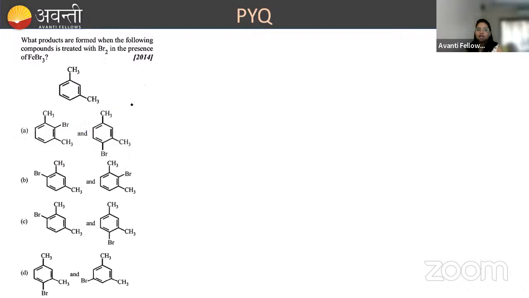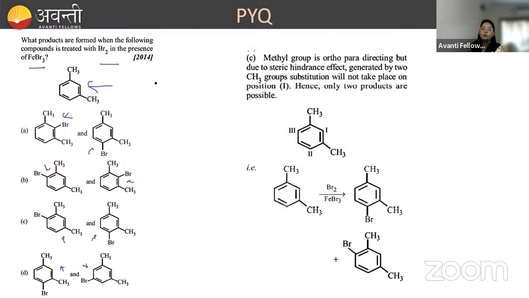ओके, नेक्स्ट, what product are formed when the following compounds is treated with Br2 in presence of FeBr3? तो ये जो हमारा कंपाउंड है, इसकी रिएक्शन अगर मैं Br2 के साथ करती हूँ तो मुझे किस टाइप का प्रोडक्ट मिलेगा? ठीक है, यहाँ पे है ऑर्थो, यहाँ पे है पैरा, यहाँ पे है ऑर्थो, यहाँ पे है ऑर्थो. ठीक है, यहाँ पे है ऑर्थो, यहाँ पे है पैरा, यहाँ पे है पैरा एंड यहाँ पे है मेटा. तो कौन से प्रकार के प्रोडक्ट हम लोगों को मिलेंगे अगर 2 मिथिल ग्रुप वहां पे प्रेजेंट है? तो सी रिएक्शन मिथिल ग्रुप आर व्हाट? ऑर्थो पैरा डायरेक्टिव.